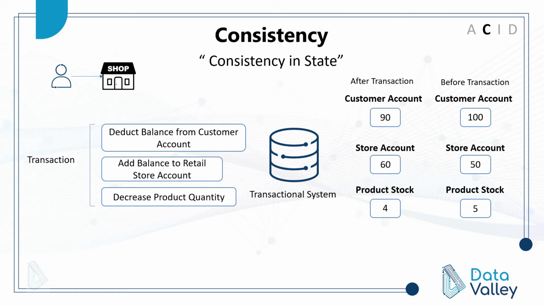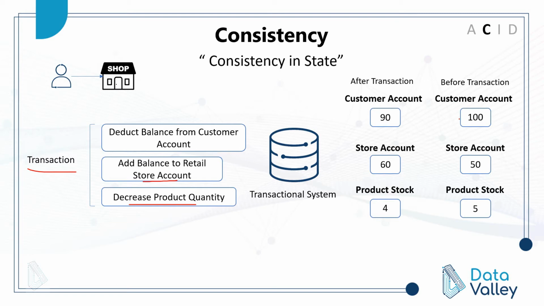Let's take the example that we described before in atomicity and describe the consistency principle on it. In this example, we have three steps inside one transaction. First step is to deduct the balance from customer account. Second step, add balance to retail store account. Third step is decrease product quantity. And these are the numbers before the transaction, and these are the numbers after the transaction. So the normal case, or consistent data before and after the transaction, will look like this.